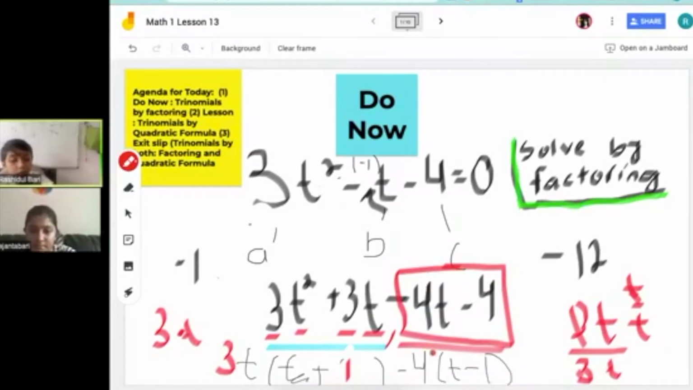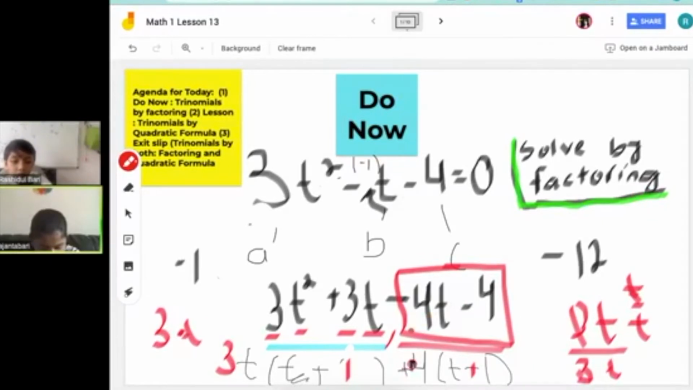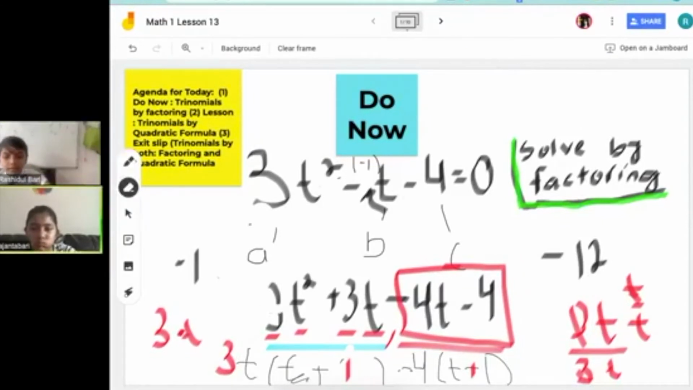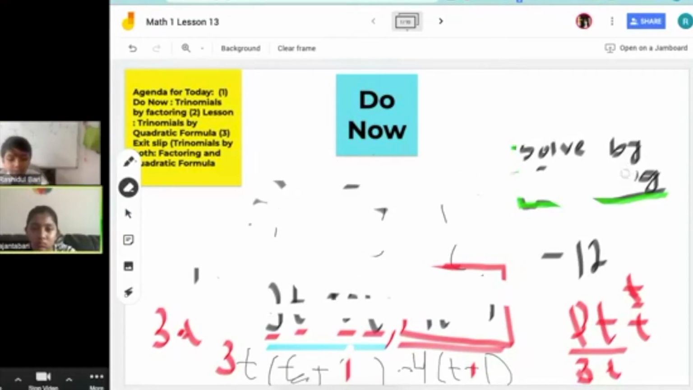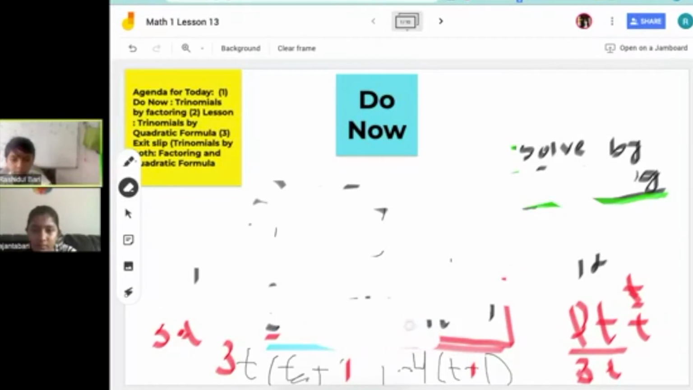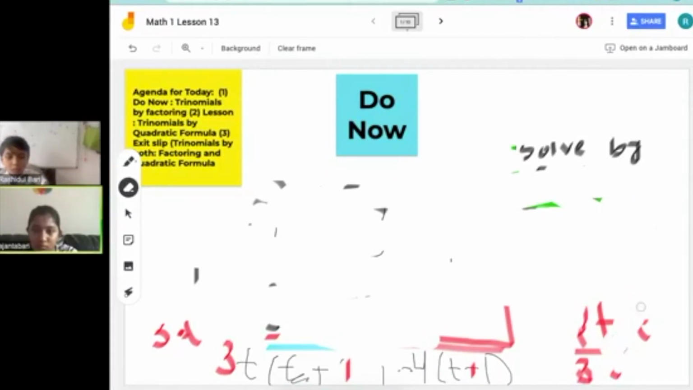T minus 1, but you're also factoring out the negative. So this should be t plus 1. No. Inside the parentheses, not outside. Okay, so we don't have that much space. I'm just going to drill through this all. Okay, that's good.